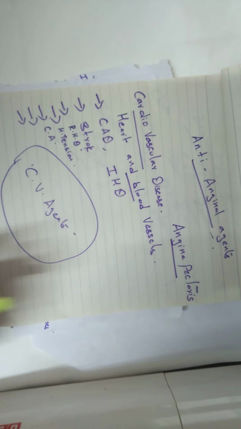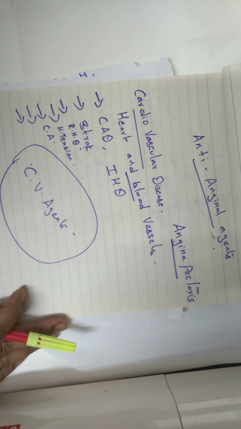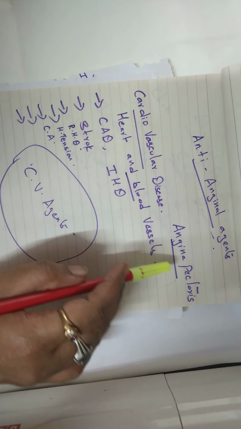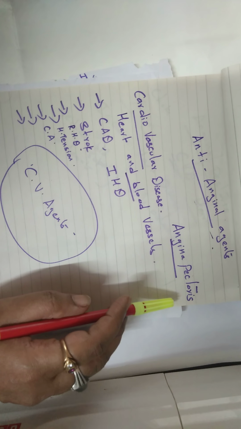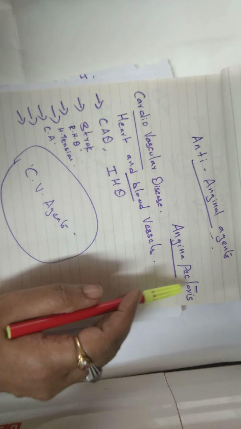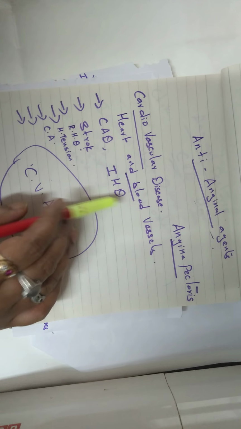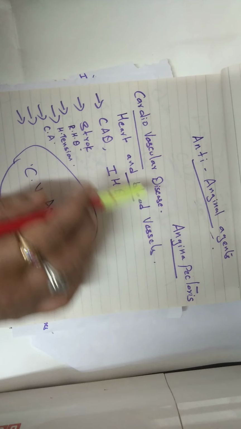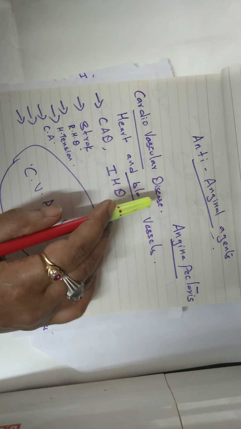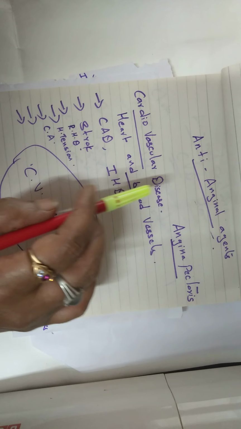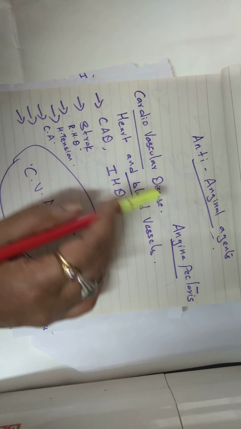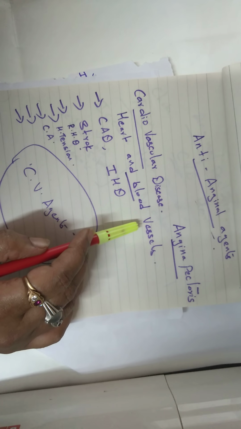Hello friends, today we will be discussing anti-anginal agents, or the agents used in the treatment of angina pectoris. Angina pectoris is a symptom or a disorder of a cardiovascular disease. Okay, it is a symptom of a cardiovascular disease. This cardiovascular disease can be defined as a disease that involves the heart and blood vessels.